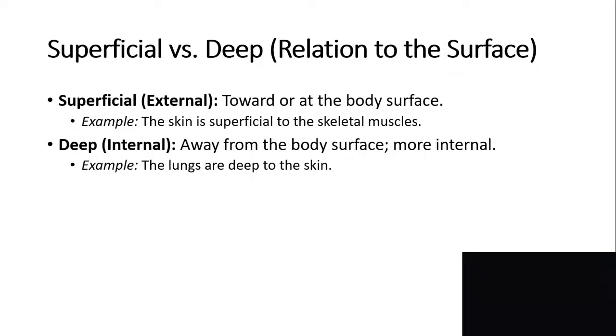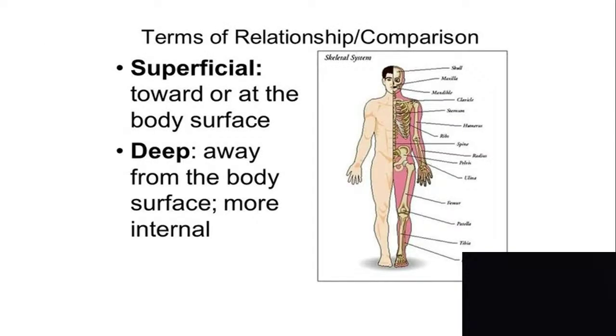Okay, so when you look at the next term, we can look at the relation of these terms. When we say superficial, here we're saying towards or at the body surface, we can look at the skin being on top or superficial, and deep away from the body surface, meaning more internal. Those are like the bones, the muscles, blood vessels, and other items.